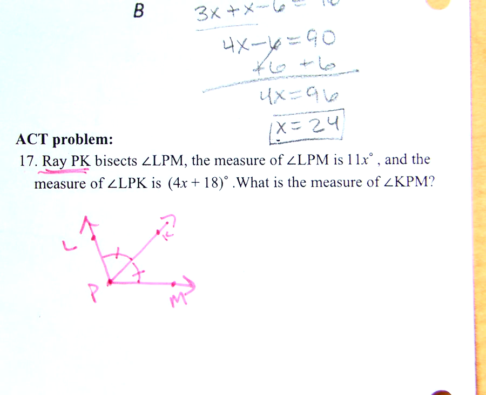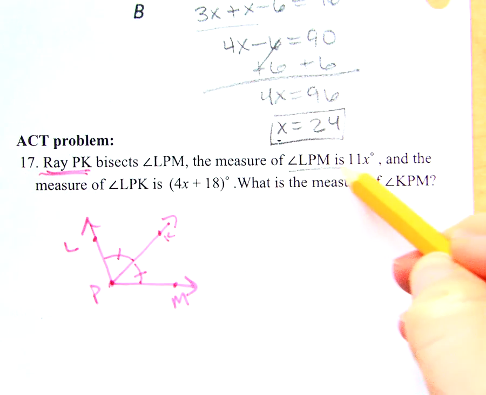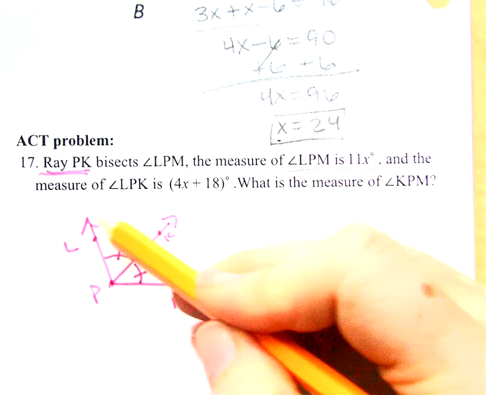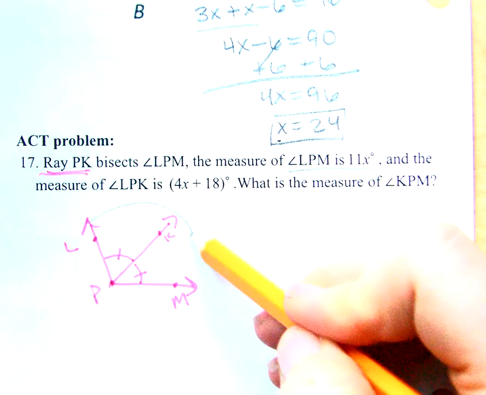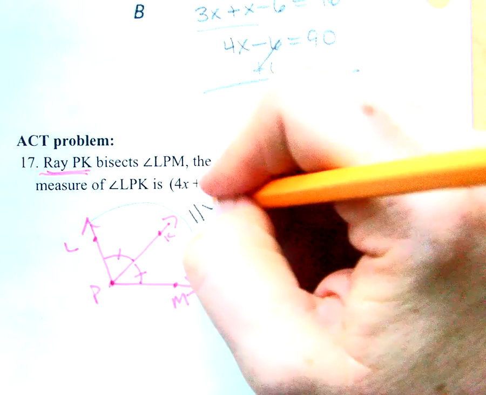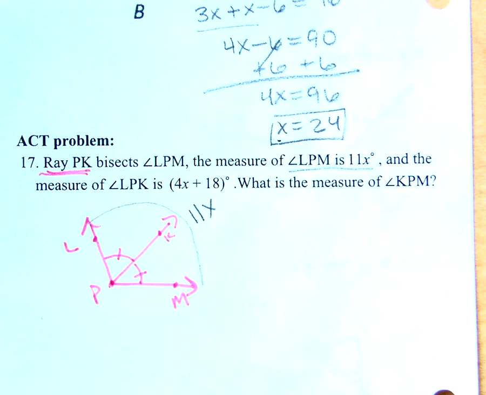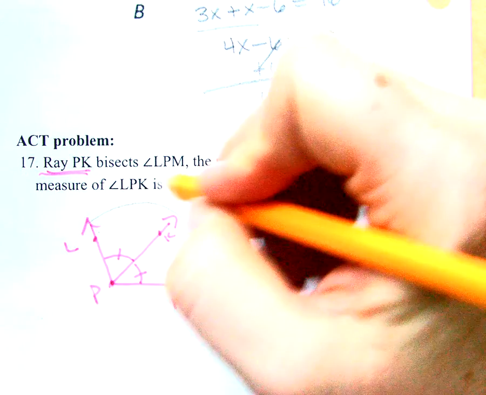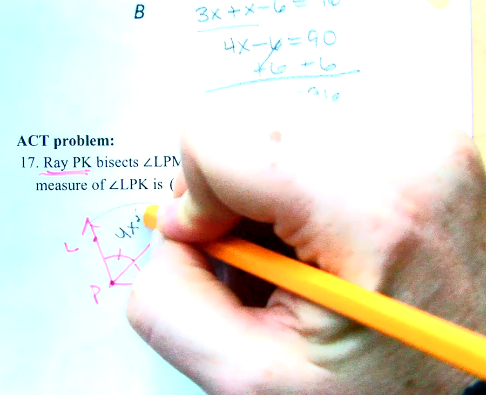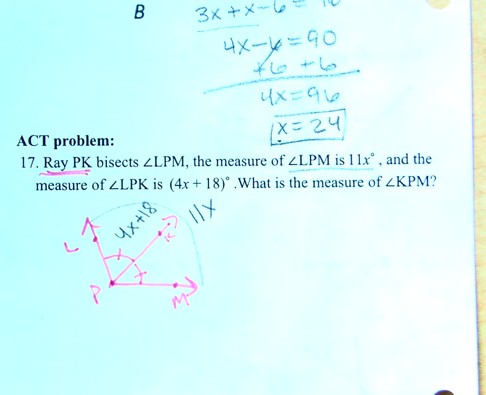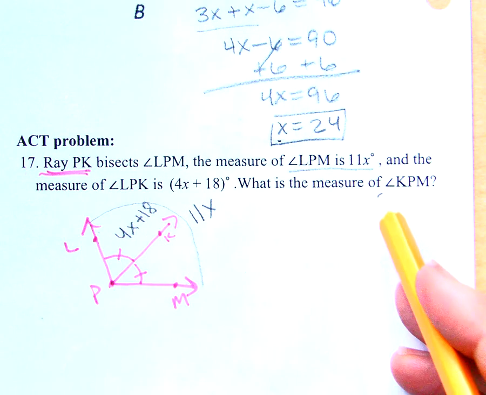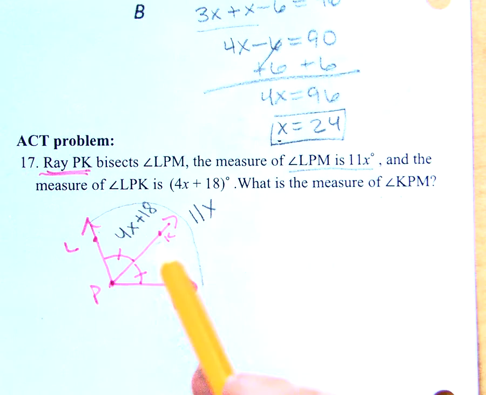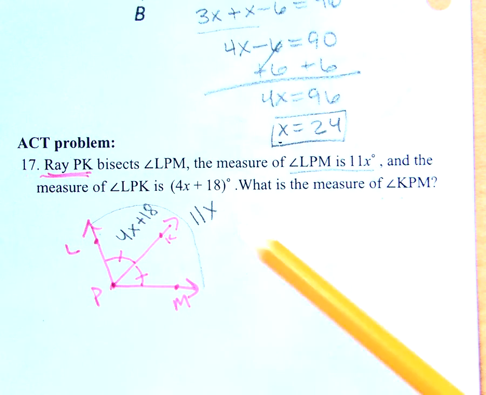Then it tells me that LPM is 11x. So the whole angle is 11x. And LPK is 4x plus 18. And it wants to know what the measure of KPM is. And not in terms of x, but actually what is its measurement?